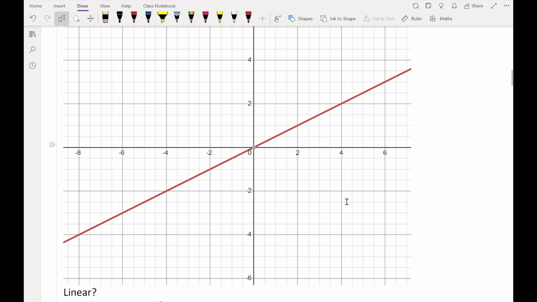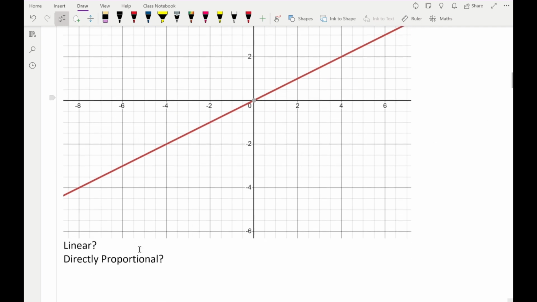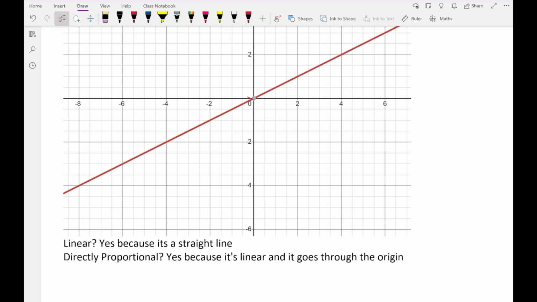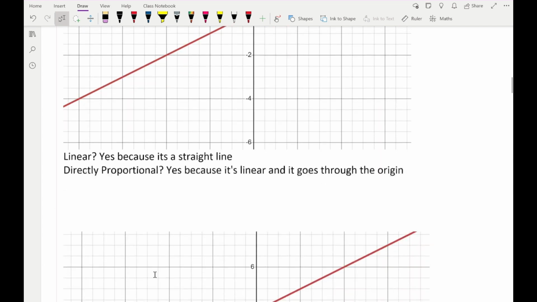Is this linear and is it directly proportional? Well, linear, the answer is yes, because it's a straight line. And directly proportional, yes, because it's linear and it goes through the origin. So it goes through the origin here, it's that point 0, 0, and it's a straight line. It has to do both those things to be directly proportional.